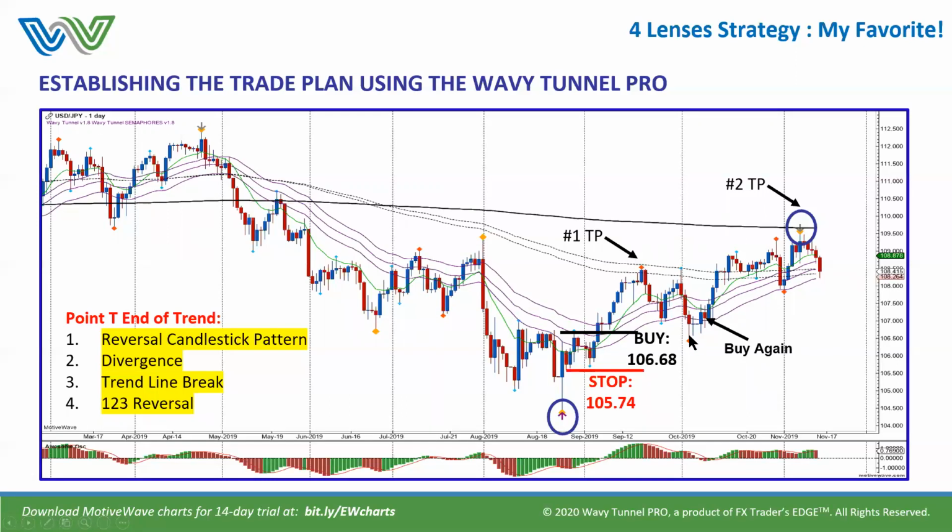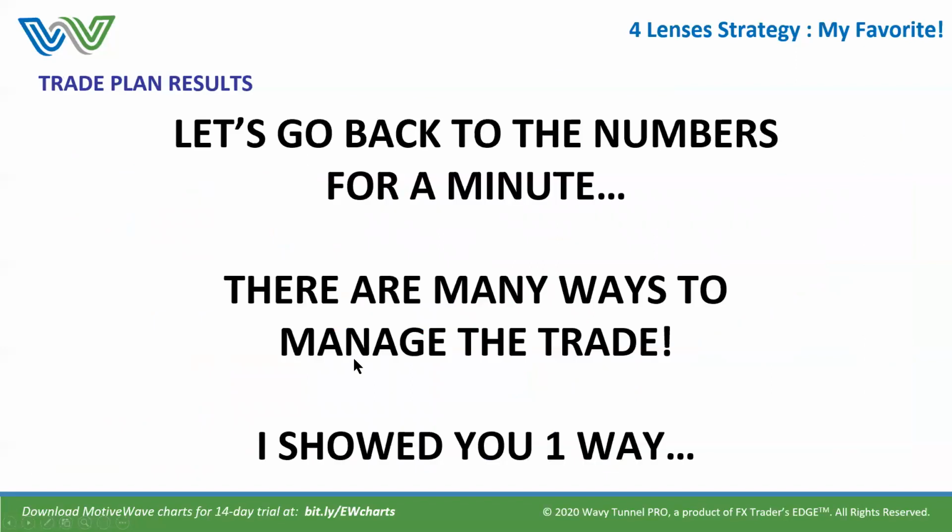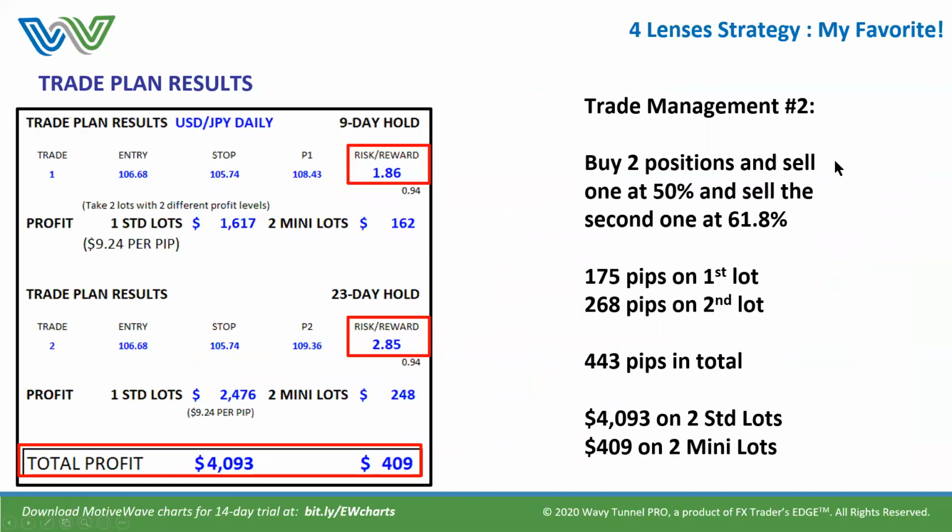And then based on the way the market moves, the cycles, we do anticipate a move down below the wave again. That's what we anticipate in our training. We anticipate a move back down and then another move back up again. So the Wavy Tunnel setup really shows how easy it is to set profit targets just based on the moving averages. So let's go back to the numbers for a minute. There are many ways to manage the trade. I showed you one way, but the first way that I showed you, and we didn't elaborate on it, we're discussing it now, is to buy 2 positions and sell one at 50% and sell the second one at 61.8%. So you would make 175 pips on the first lot, 268 pips on the second lot, 443 pips in total. You're still taking the same 2 lots.